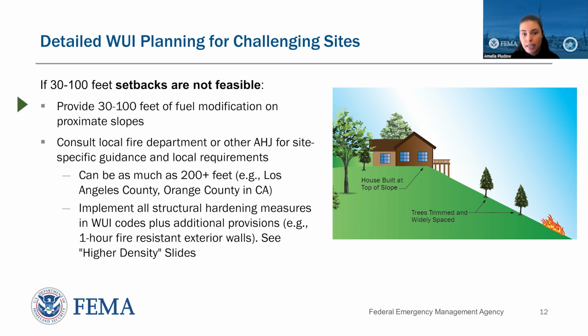If this 30 to 100 foot setback is not feasible, we have some additional recommendations, providing 30 to 100 feet of fuel modification on the proximate slopes. You should consult with local fire departments or AHJs for site-specific guidance and local requirements. In some cases, fuel modification greater than 100 feet may be necessary. This can be 200 feet or more in areas such as LA County and Orange County in California. And then we also recommend that all structural hardening measures are provided and additional fire resiliency measures are included, such as 1 hour fire-resistant exterior walls on structures abutting that setback.